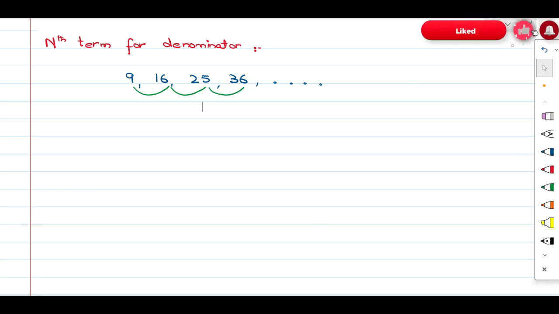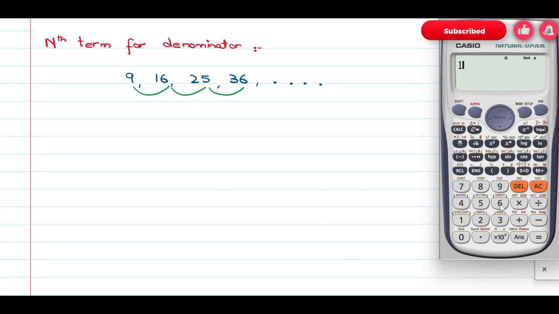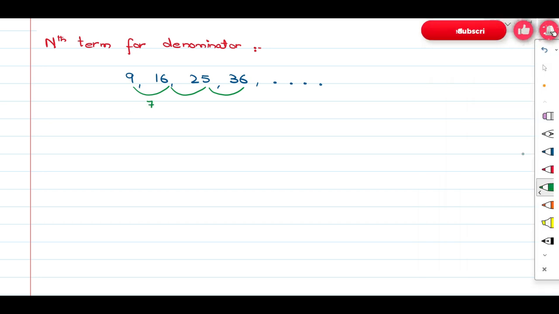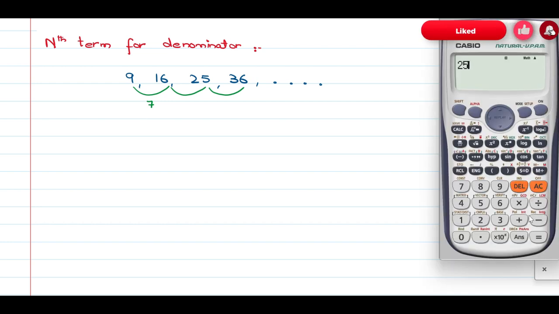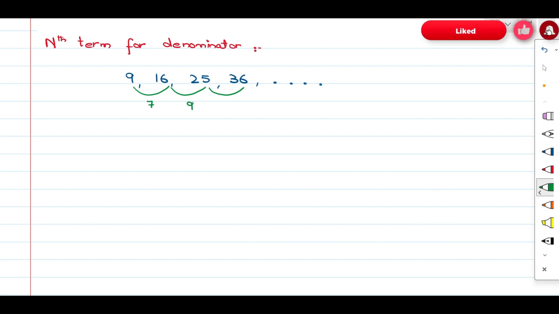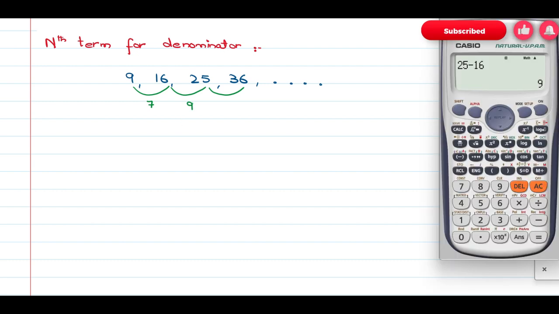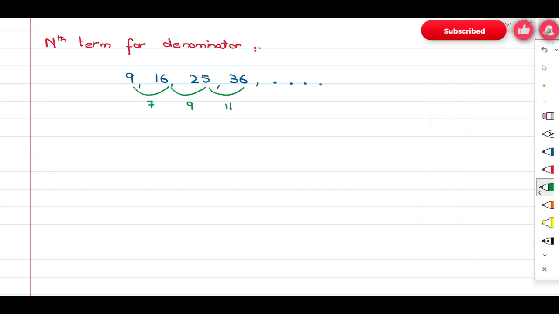Let me do it on the calculator. The difference between 9 and 16 is 16 minus 9, that is 7. The difference between 16 and 25, 25 minus 16, is 9. The difference between 25 and 36 is 36 minus 25, which is 11. The first difference is not constant, which means it is not an arithmetic sequence. It is also not a geometric sequence because the ratio is not the same.